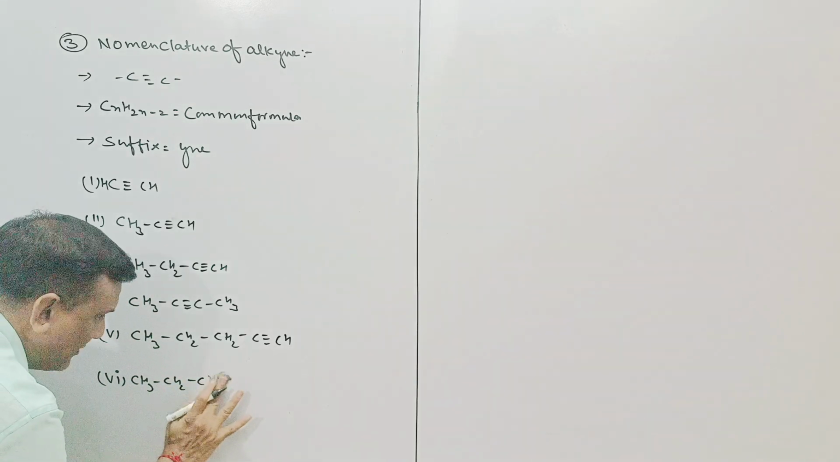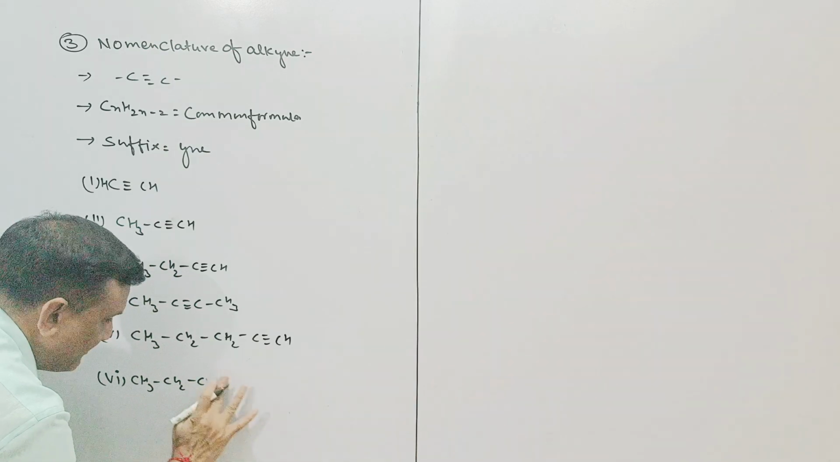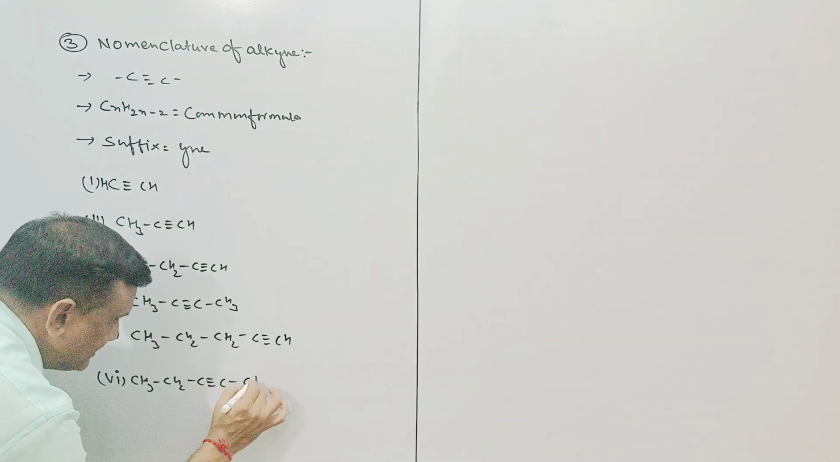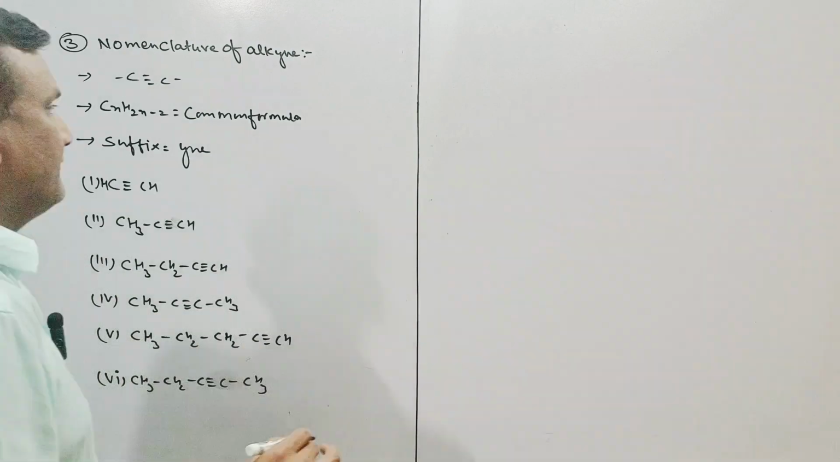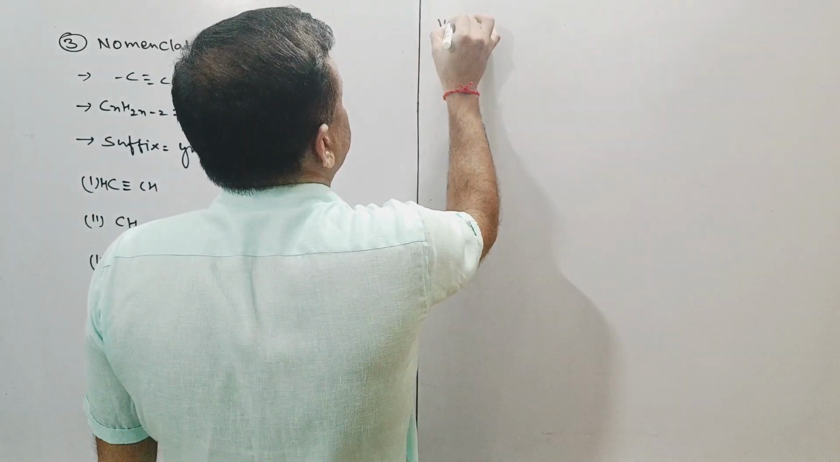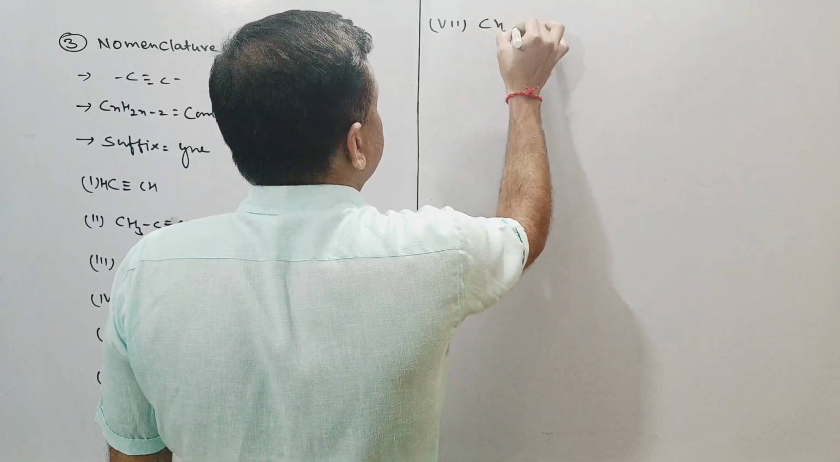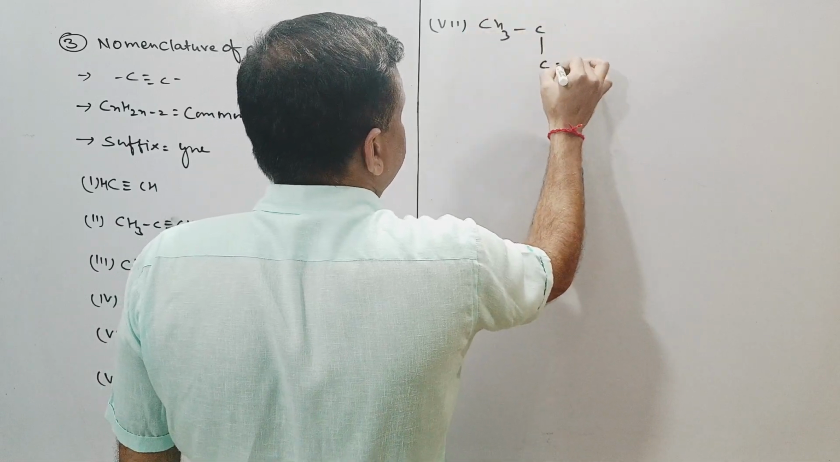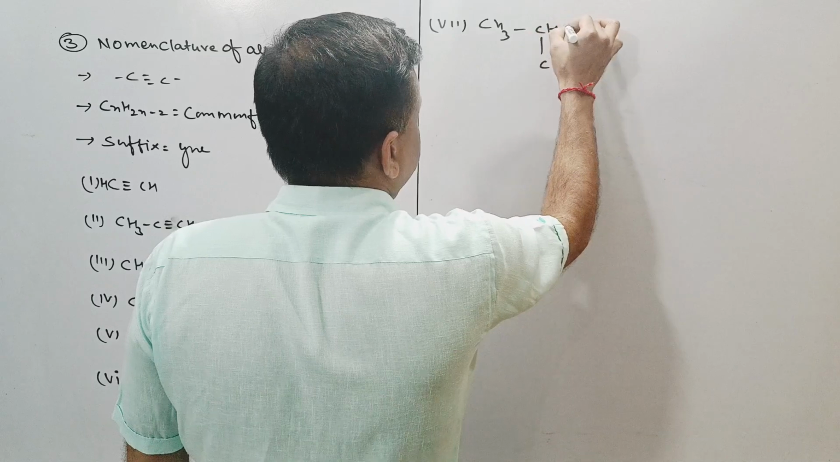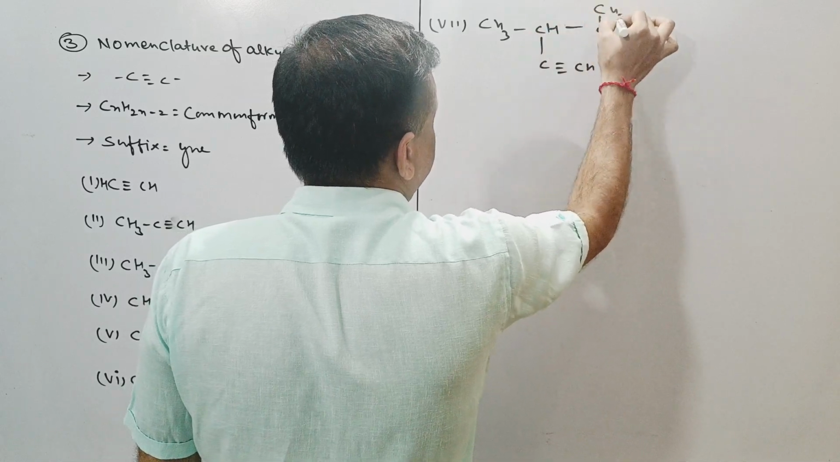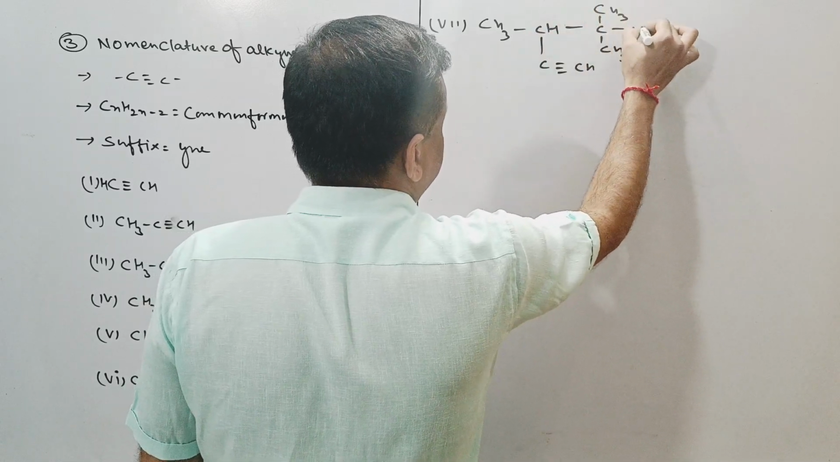This is the C triple bond, C, CH3. If I go with the seventh compound, you can take CH3, this is the C triple bond CH, this is the CH, CH3, CH3 and CH3.